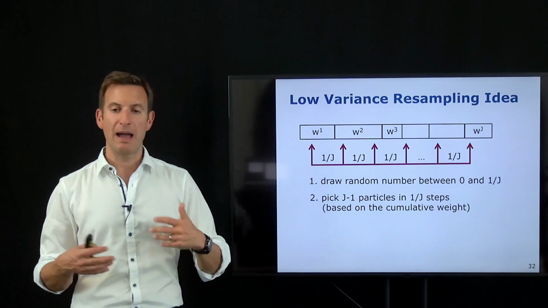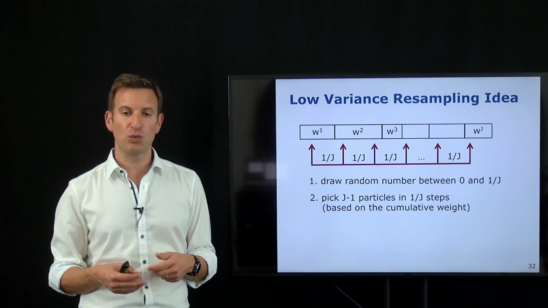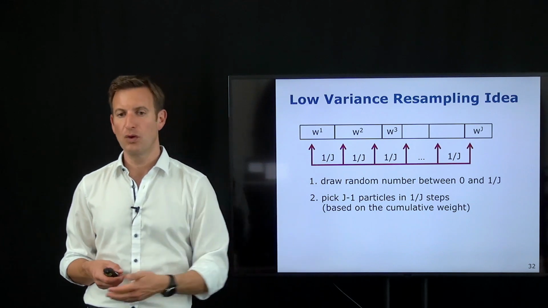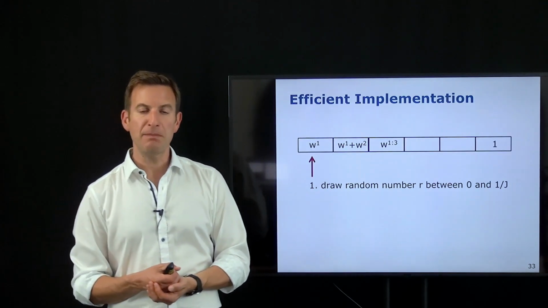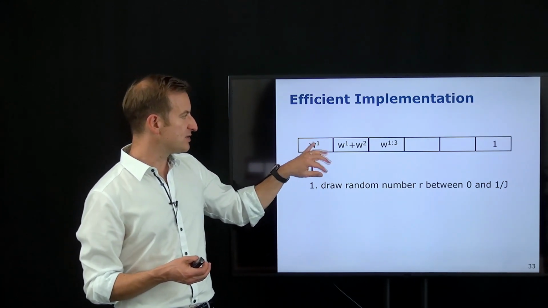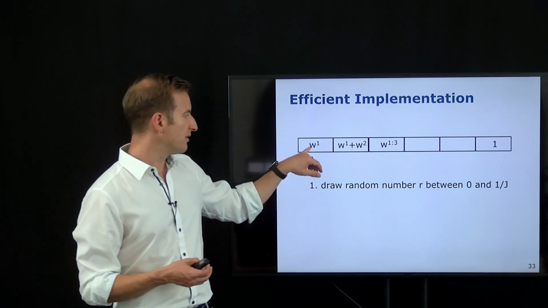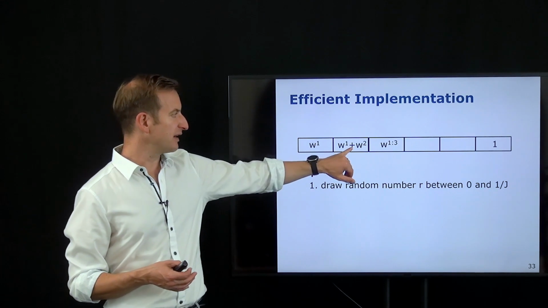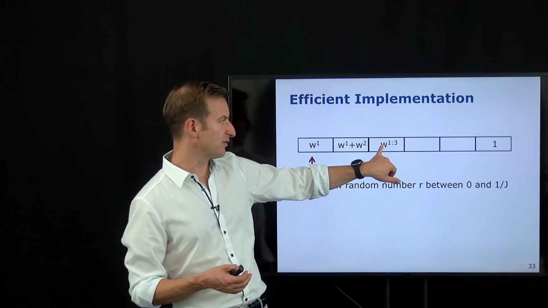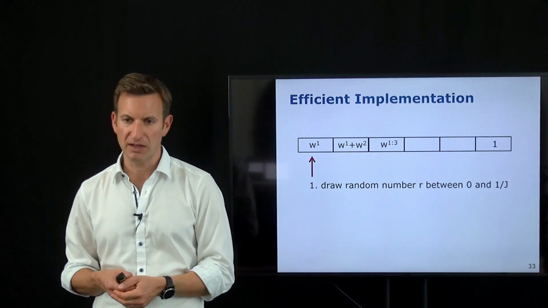So the first thing I do, I pick a random number between 0 and 1 divided by j, and then I pick j minus 1 times the particle in 1 divided by j steps, walking through my array. So how do I implement this efficiently? I can implement this efficiently by building an array which has j elements and always stores the sum of the weights. So the first bucket has the weight of particle number 1, the second bucket has the sum of the weights of particle 1 and particle 2, the third bucket has the sum of particles 1, 2, 3, and so on. The last bucket gives me 1 because my sample set is normalized to 1.